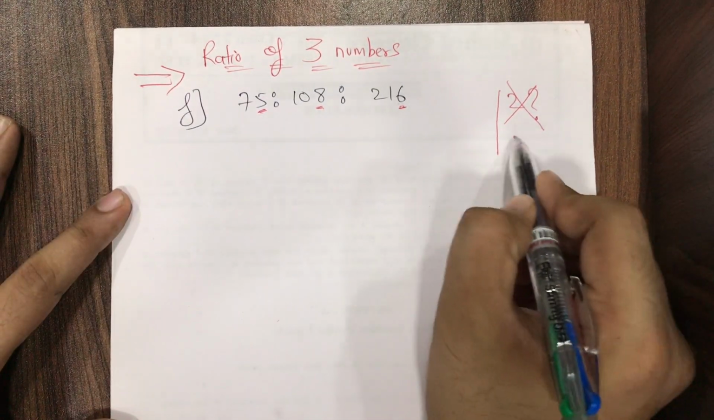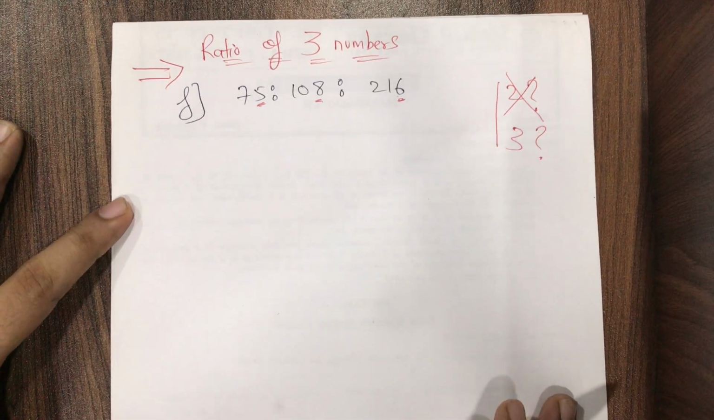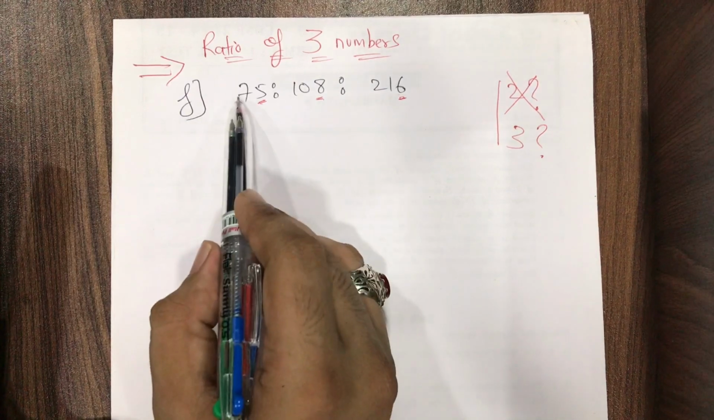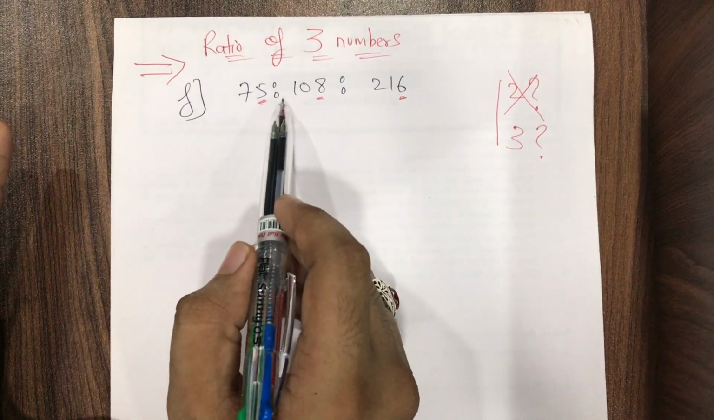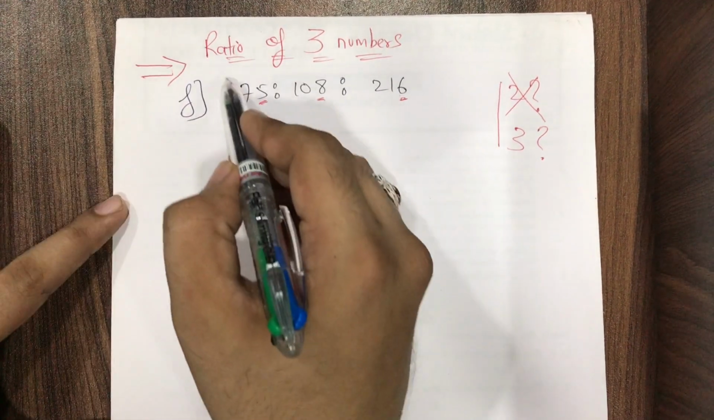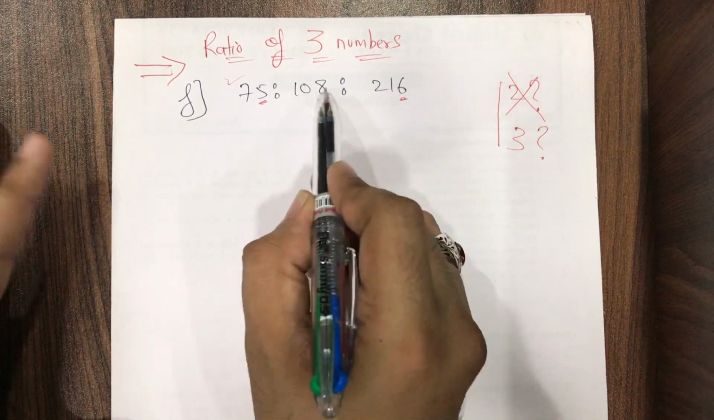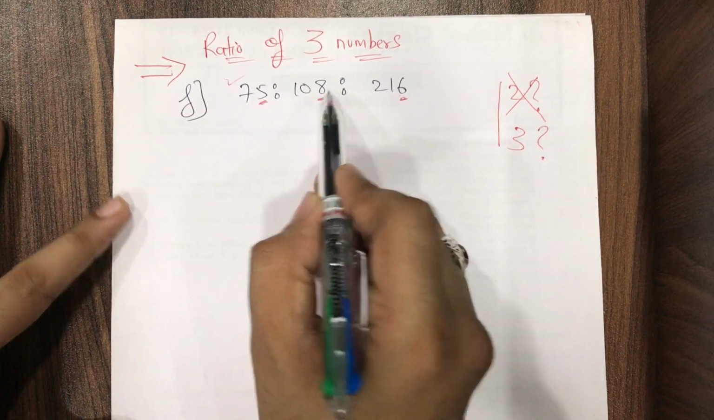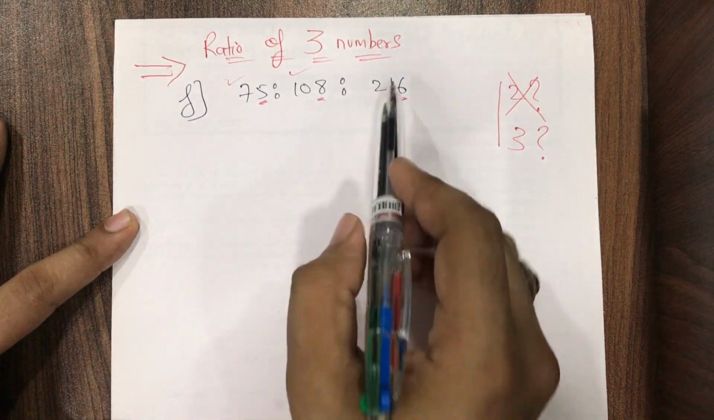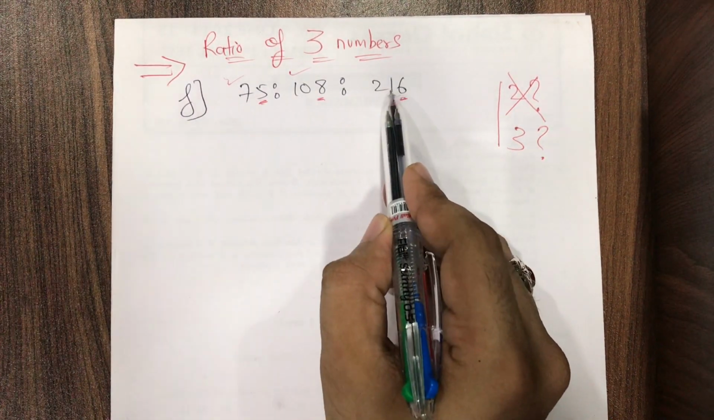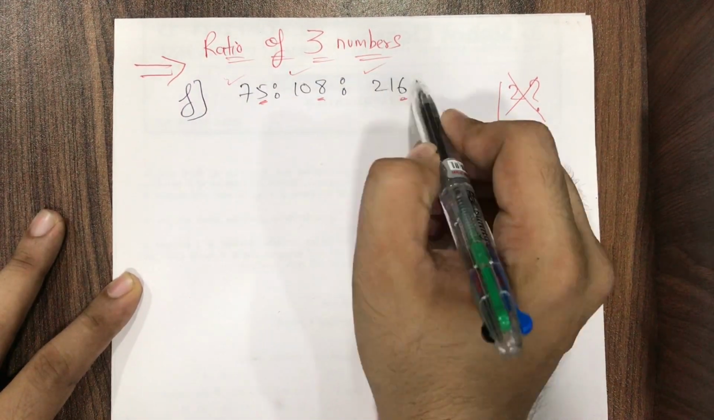Let's now check with 3. How to check with 3? I gave you the shortcut: we have to add the digits. 7 plus 5 is 12. Does 12 go in the 3 times table? Yes, 12 comes in the 3 times table. That means 75 will go in the 3 times table. Add the digits: 1 plus 0 is 1, 1 plus 8 is 9. Now does 9 go in the 3 times table? Yes, it does. So 108 will go in the 3 times table. 2 plus 1 is 3 and 3 plus 6 is 9. Does 9 go in the 3 times table? Yes, it goes. So 216 will go in the 3 times table.